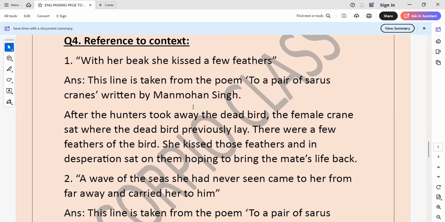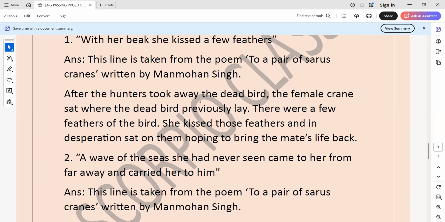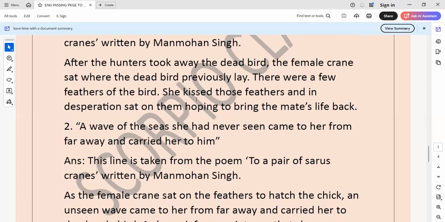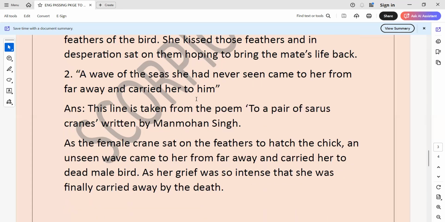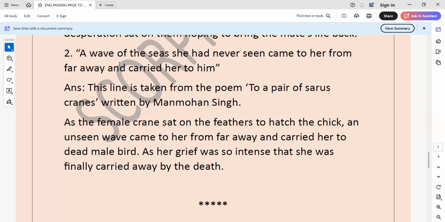Okay, so first you mention the name of the poem and the poet, and then you write in which context this sentence or line was written. So, this is how you write it. Now, let's move to the second one. A wave of the seas she had never seen came to her from far away and carried her to him. This line is taken from the poem To a Pair of Sarus Cranes written by Manmohan Singh.